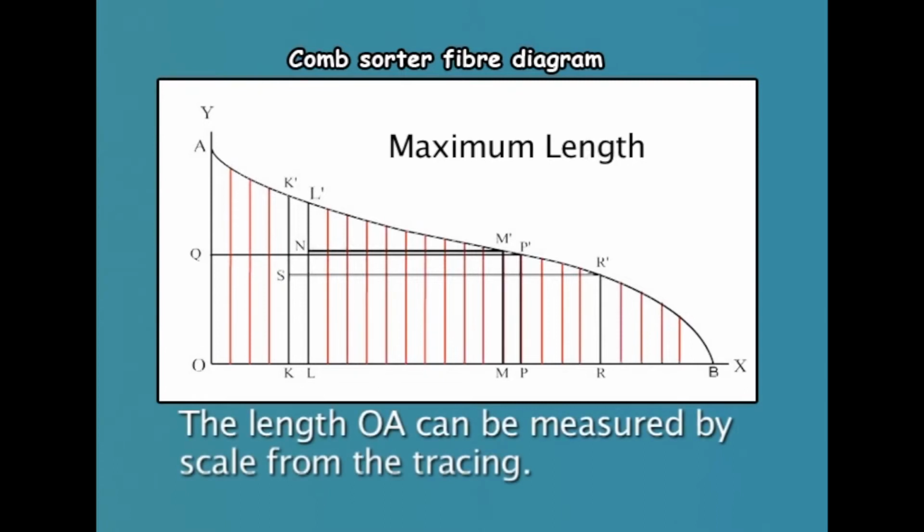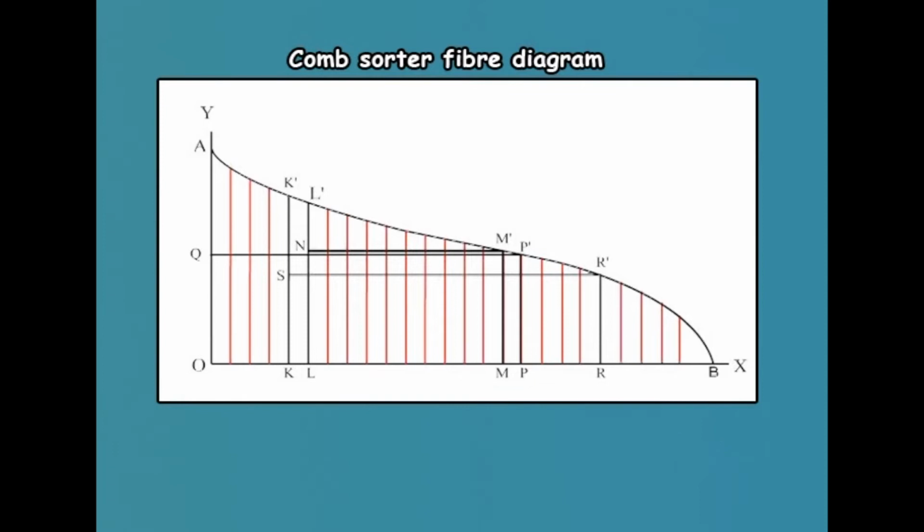Maximum length. The length OA can be measured using a scale from the tracing. Effective length. Make a geometrical construction as shown in the figure. Halve the maximum length OA at Q and draw a line parallel to the base through Q to cut the curve at P dash. Drop a perpendicular from P dash to meet the baseline at P.